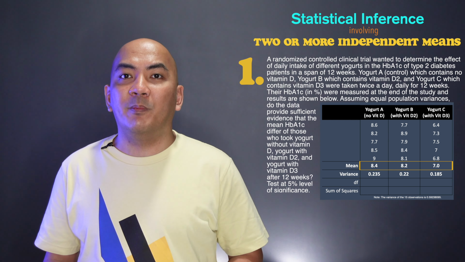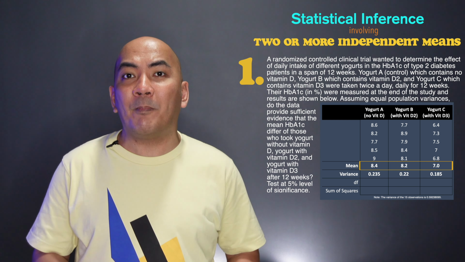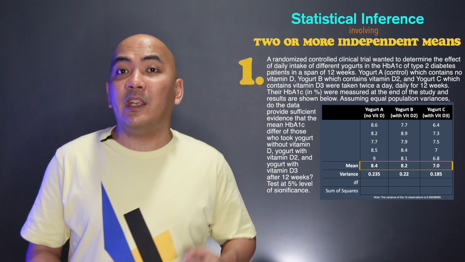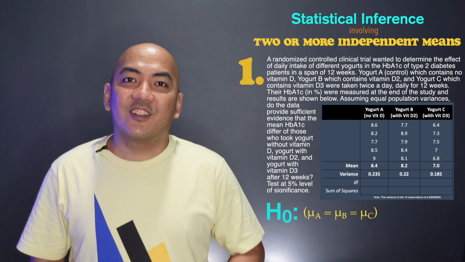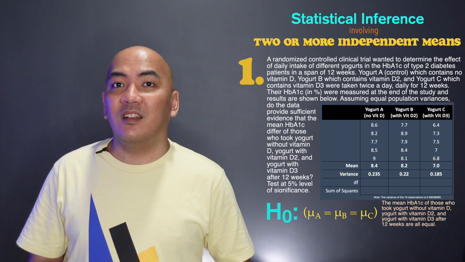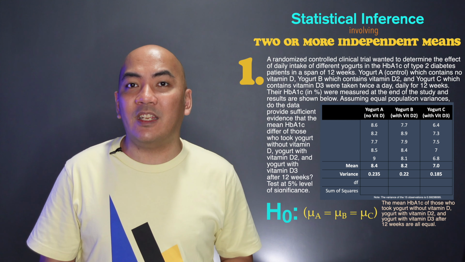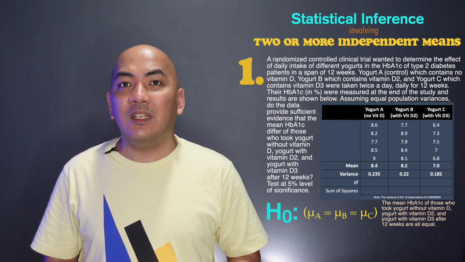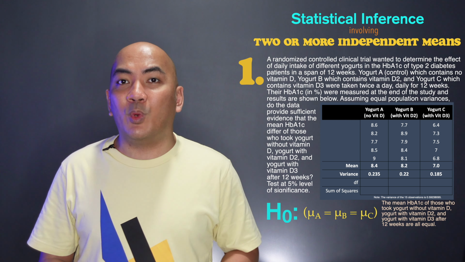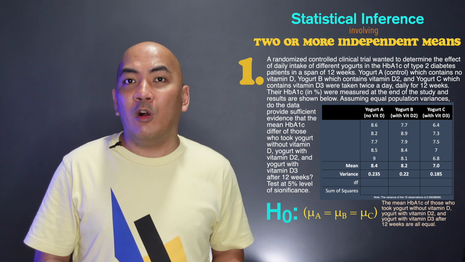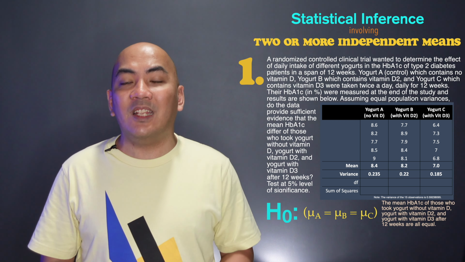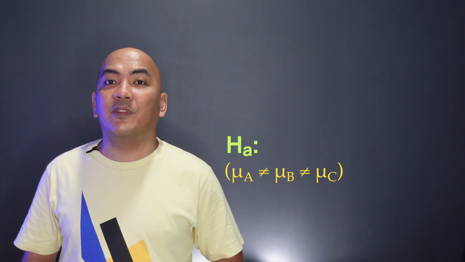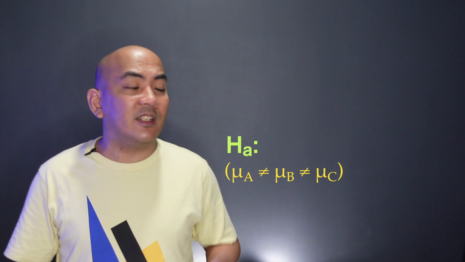And given the sample means, we'd like to determine if we apply it in the entire population, will the population means be equal or not? So our null hypothesis is that the mean HbA1c of all those who took the yogurt without vitamin D, those who took yogurt with vitamin D2, and all those who took yogurt with vitamin D3 are all equal. And as for the alternative hypothesis, we shall not write it in this form.